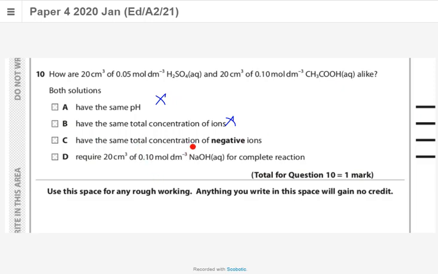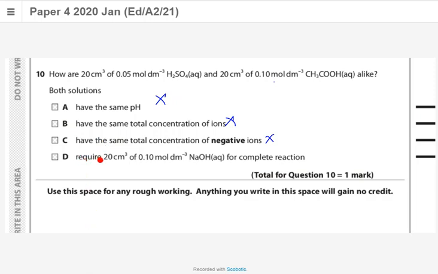They have the same total concentration of negative ions. No, that's wrong because the negative ion concentration here and there is not the same. This is 0.05 sulfate. 1 mole of sulfuric acid gives 1 mole of sulfate. Likewise, 1 mole of ethanoic acid gives 1 mole of ethanoate. The concentration is different, so it won't be the same. This has to be the answer.